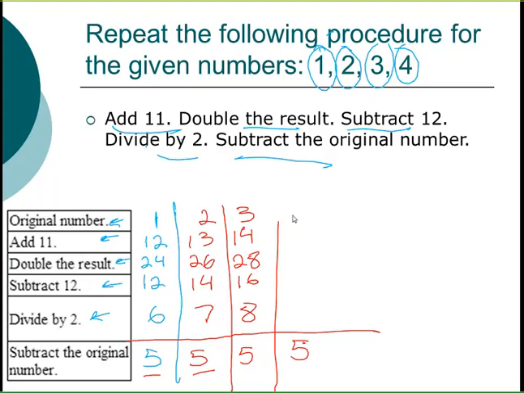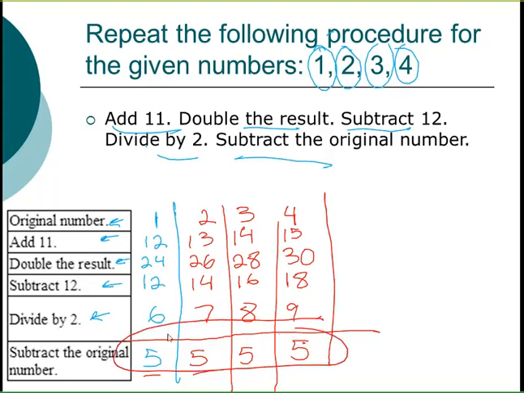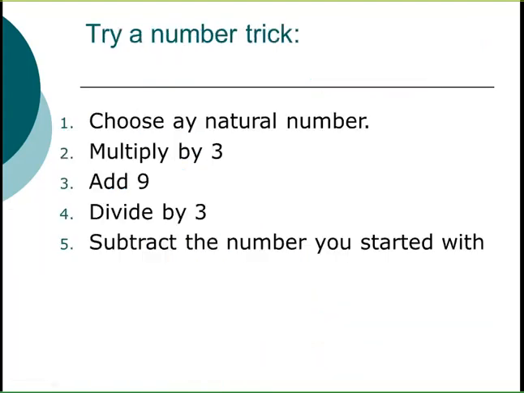So here I take 4, and I'm going to add 11 and get 15. And then I'm going to double the result and get 30. Subtract 12, that's 18. Divide by 2, that's 9. And then, of course, if I subtract 4, I get 5. So the key here is realizing that every time, no matter what you do, you're going to get 5. So that's what it's looking for in the homework, is to recognize that pattern.